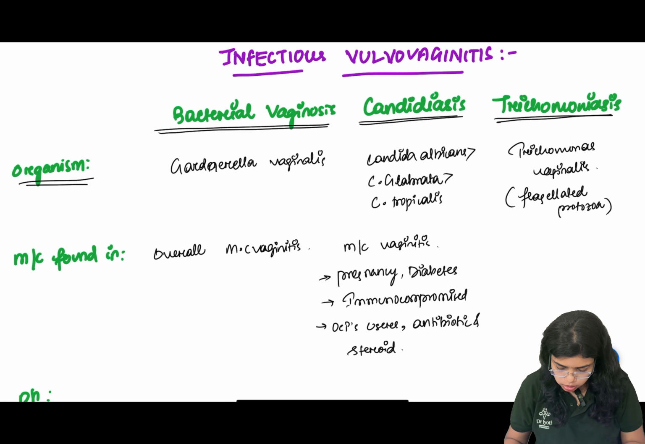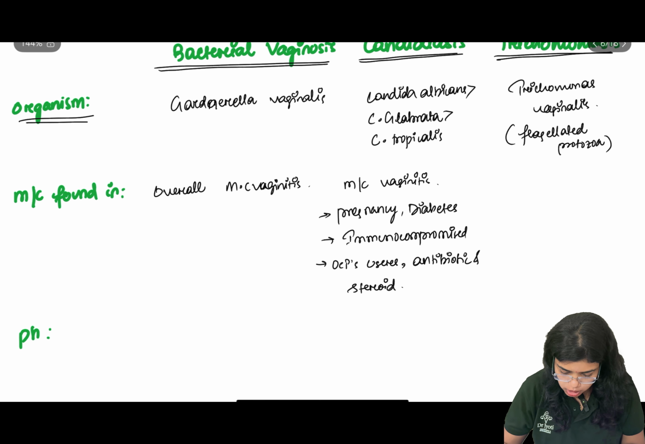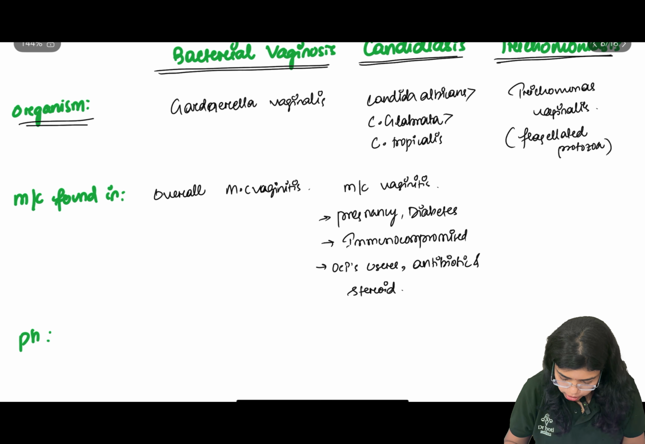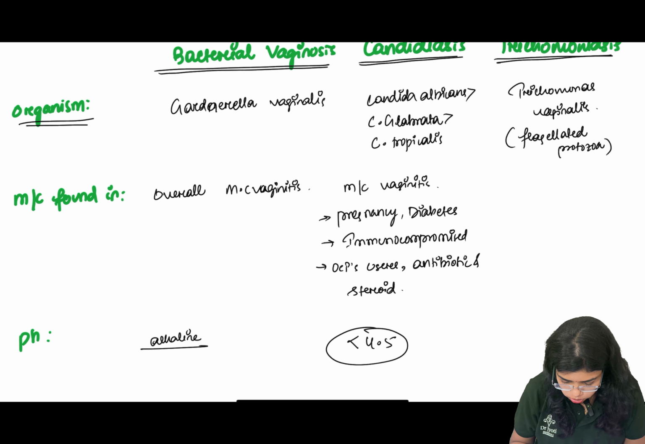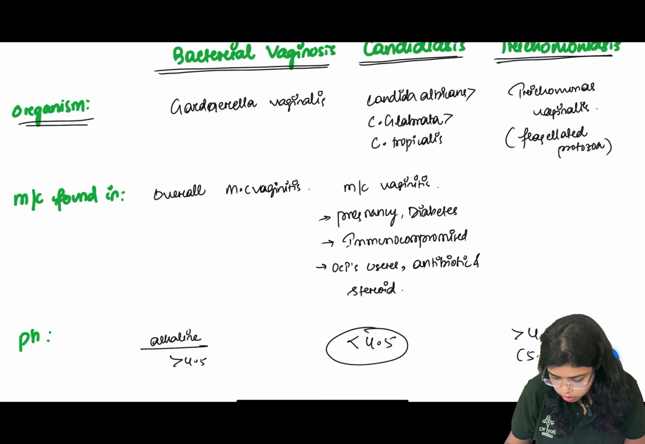Okay, so what is the pH in bacterial vaginosis? Remember, in candidiasis only the pH is acidic, that is less than 4.5, but in bacterial vaginosis as well as trichomoniasis it is alkaline. Okay, so it is more than 4.5, that is 5 to 6 pH.